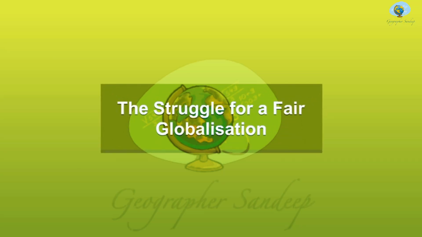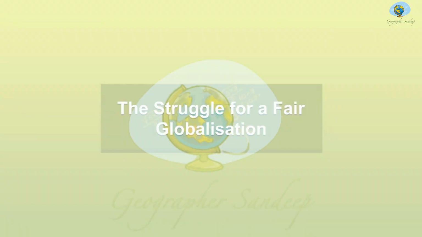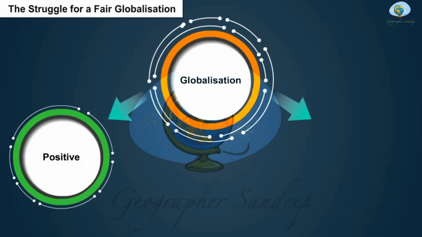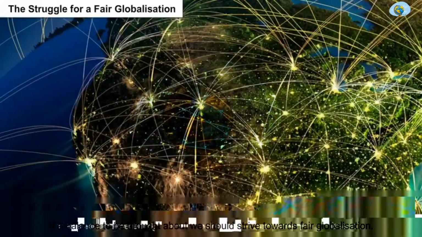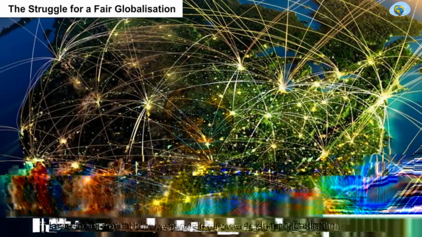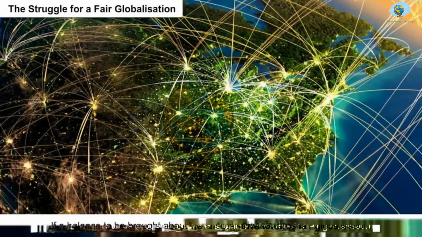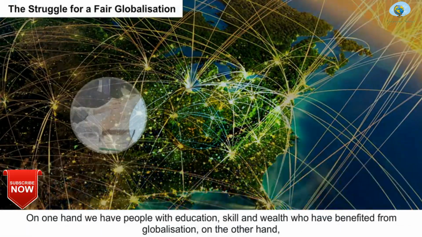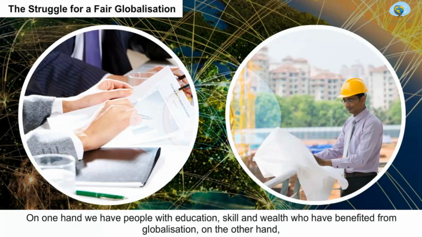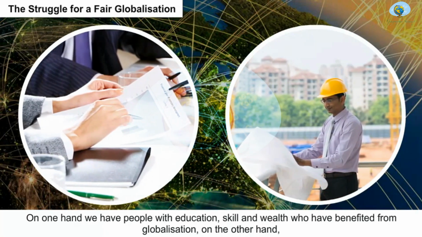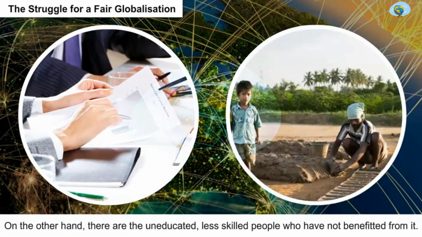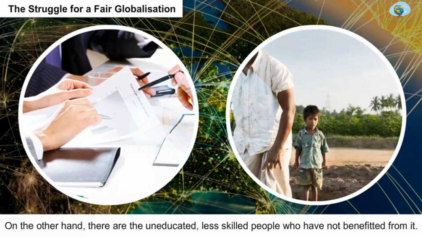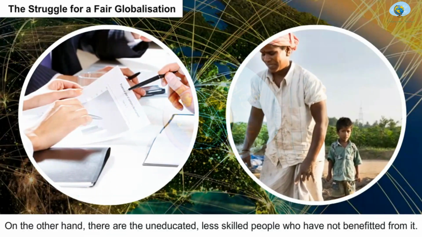The struggle for a fair globalization. Globalization has two sides, the positive and the negative. If a balance is to be brought about, we should strive towards fair globalization. On one hand, we have people with education, skill, and wealth who have benefited from globalization. On the other hand, there are the uneducated, less skilled people who have not benefited from it.